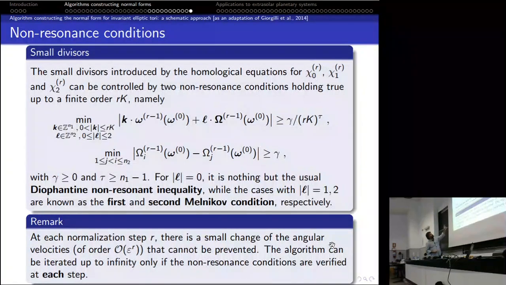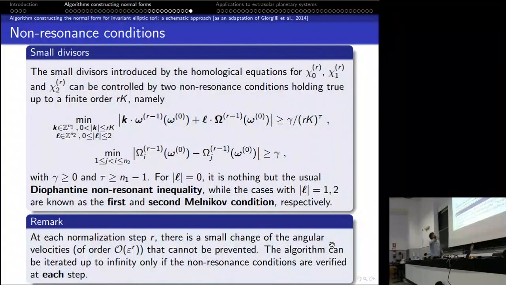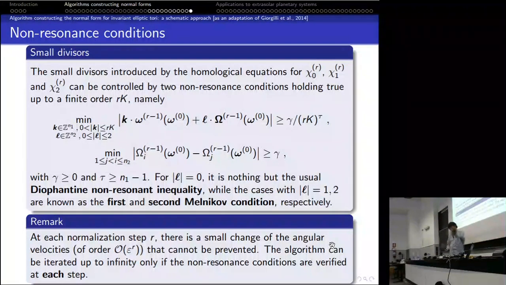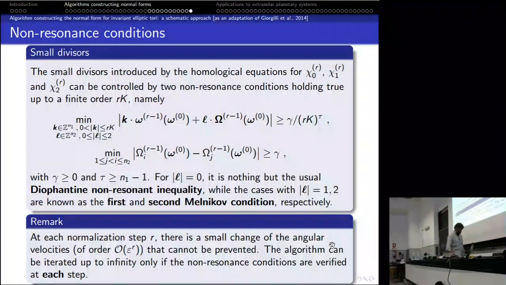Okay, so the non-resonance condition you have, in order to ensure that all the denominators are different from zero, is like that. This is a sort of mixed condition. It's again the part about the angular velocities on the torus and the part about the transverse oscillations. And so when L is equal to zero, you have the usual Diophantine condition. When L is equal to one or L is equal to two, then you have the so-called mixed conditions, Melnikov conditions.